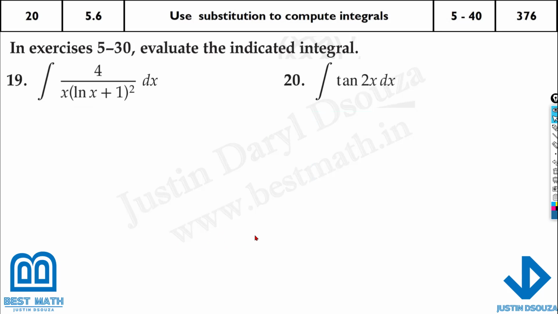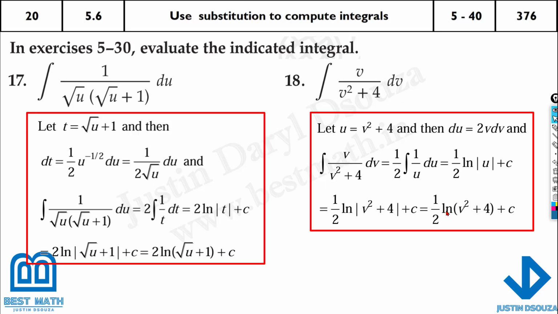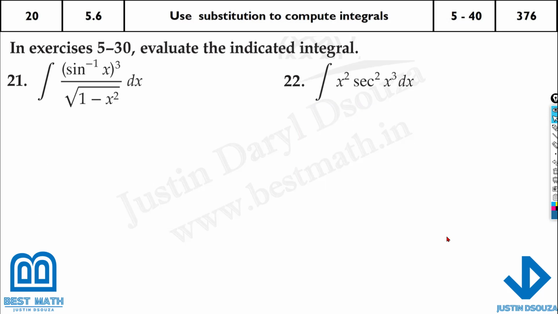So we just put the brackets. But here, there is a possibility that cosine 2x can be negative. So to avoid that, we write the modulus symbol. So if you're wondering why did we write it over here and why didn't we write it over here, that is the difference. Because over here, cosine 2x, there is a possibility of it being negative. So it'll be minus, modulus will make it positive, and that's the answer.